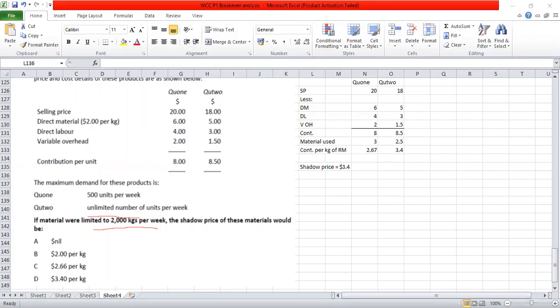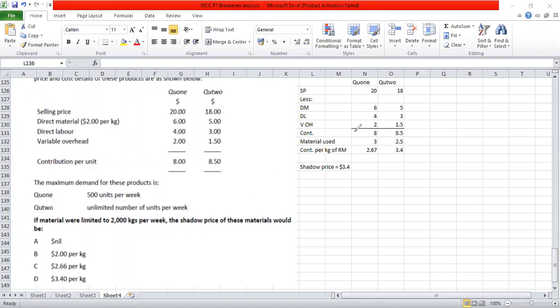Ma'am, why are we considering 3.4 as the shadow price? The point here is: what is the shadow price for every additional unit of the limiting resource which is added? What is the additional contribution margin which can be generated?